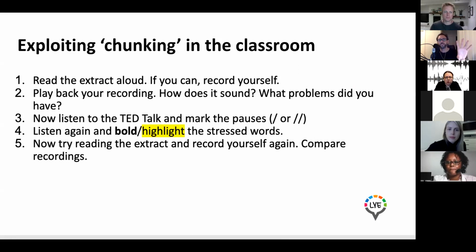So we give them the extract and we have them read and record themselves as if they were presenting that. Then we play back the recording and we have them compare. How does it sound? What problems did you have? Who sounds more fluent? And then they can notice the gap, because language teaching should always be about identifying gaps in your production, in your output.